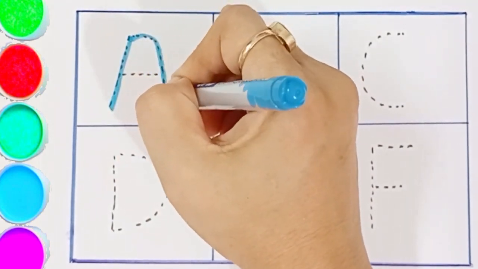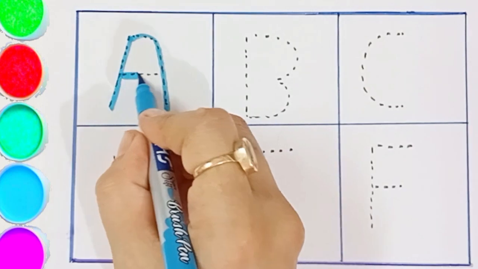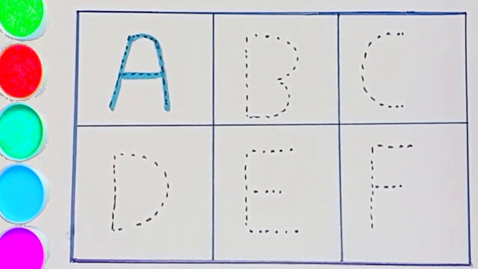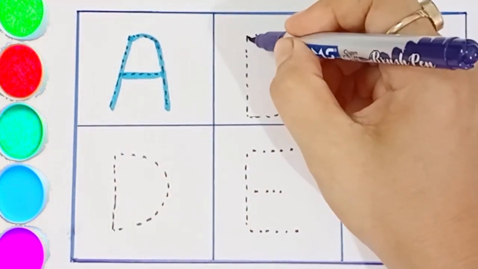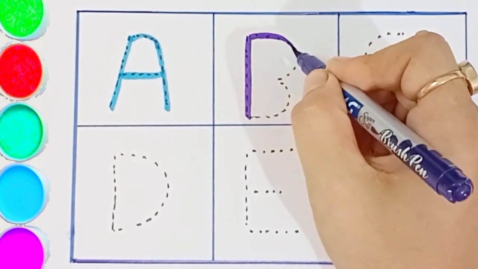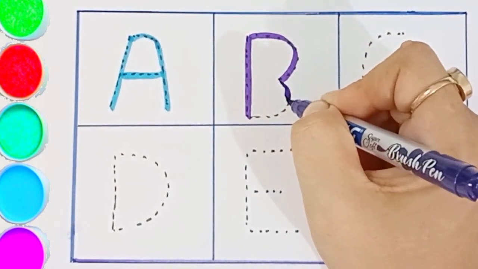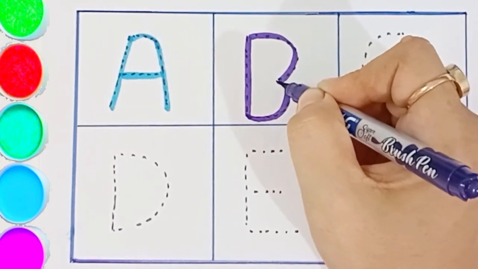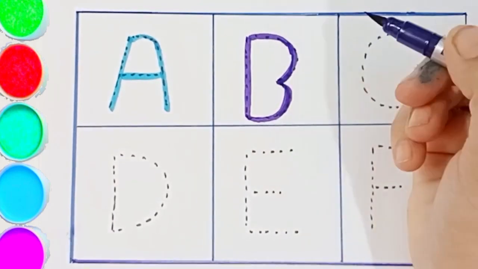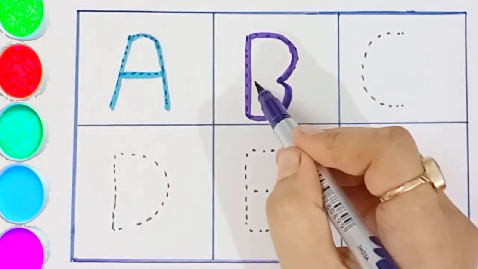A for apple. Sky blue color. Violet color. B for ball. Violet color.